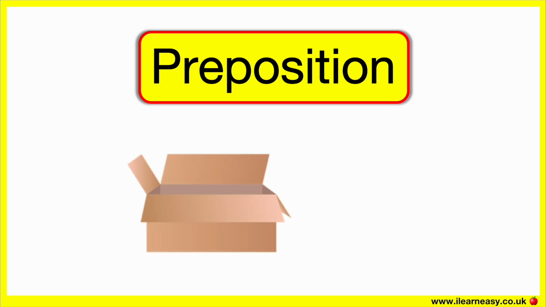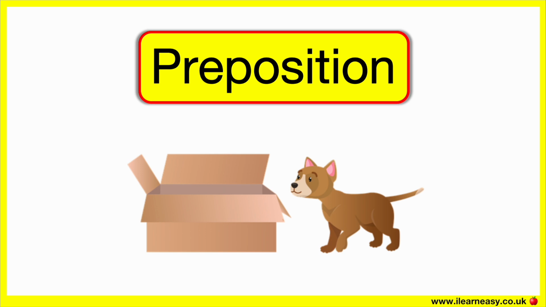Here is a box, and here is a dog. We can tell where the dog is in relation to the box. So I can say, the dog is near the box. In this sentence, the preposition is near. Now let's go through some common prepositions of place and movement. First, let's look at prepositions of place.